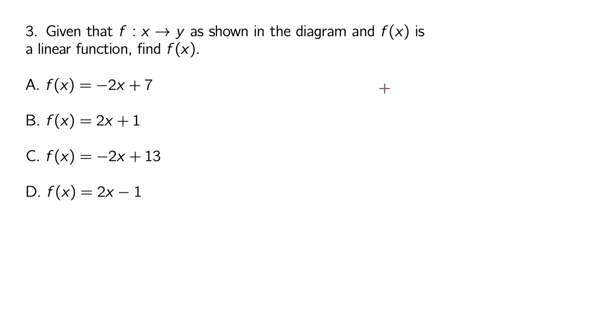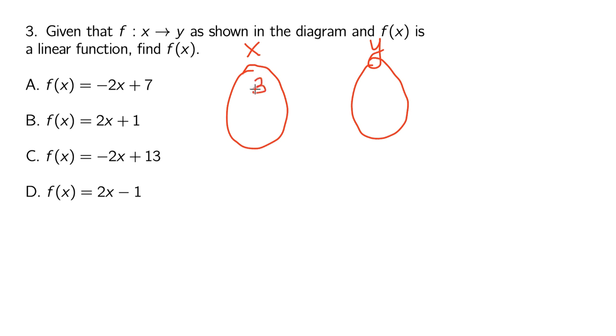Alright, the next question says, given that f is such that x goes to y as shown in the diagram, and f of x is a linear function, find f of x. So let me quickly draw the diagram they're talking about. The diagram is like this. You have x here, and then you have y here, and in the x you have 3, 4, 5, and for the y you have 7, 5, 3. Let me write the 7 well, and then they just map to each other like this.